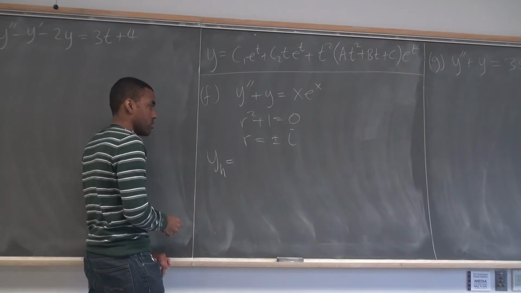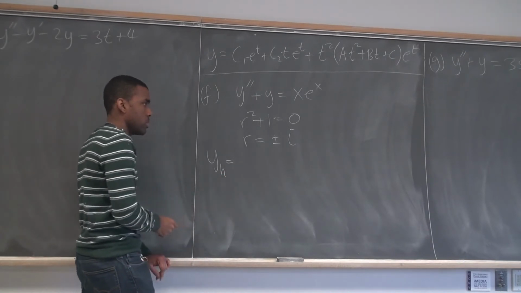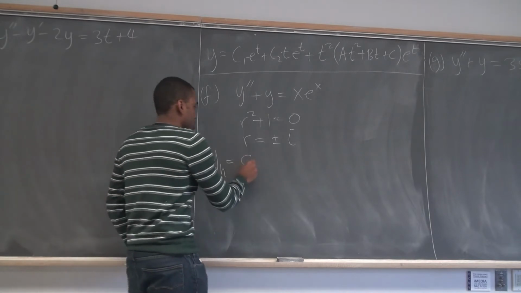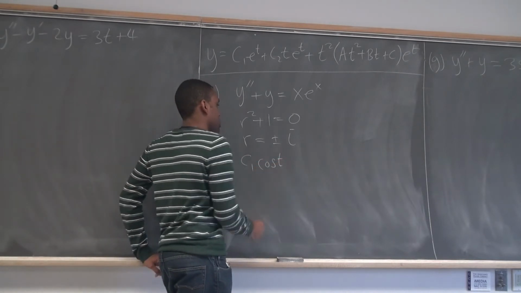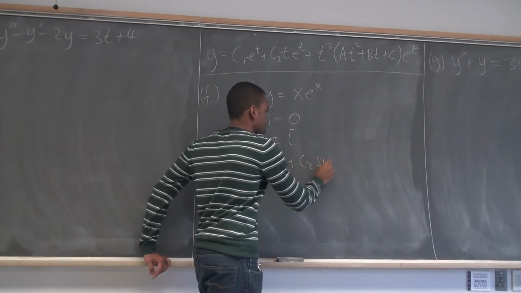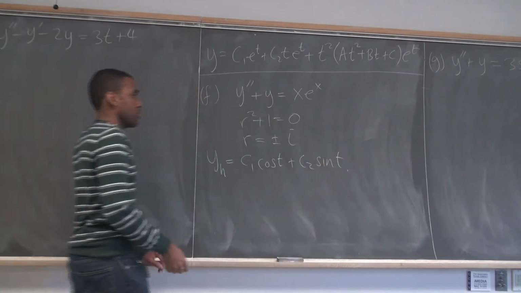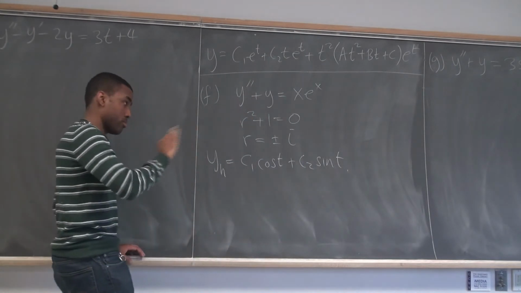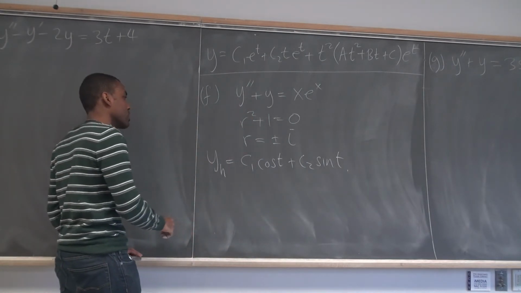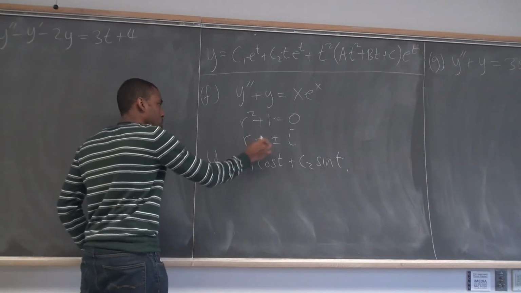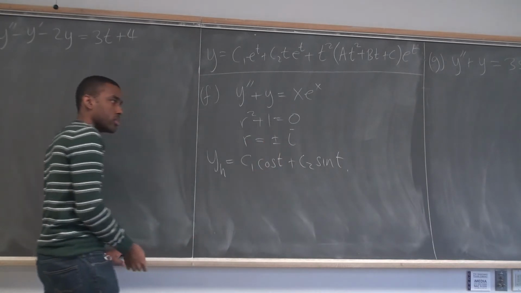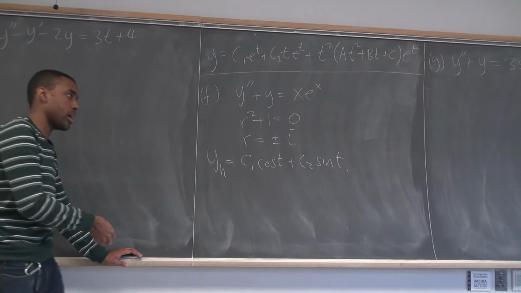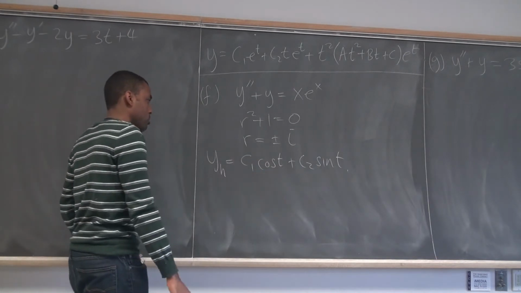Euler. e to the t. C1 cosine t plus C2 sine t. Remember that summary? Make sure you know that next time. Just know it. Here, the real part is 0, A is 0, B is 1. So you have A plus or minus Bi. You just plug into the general form.